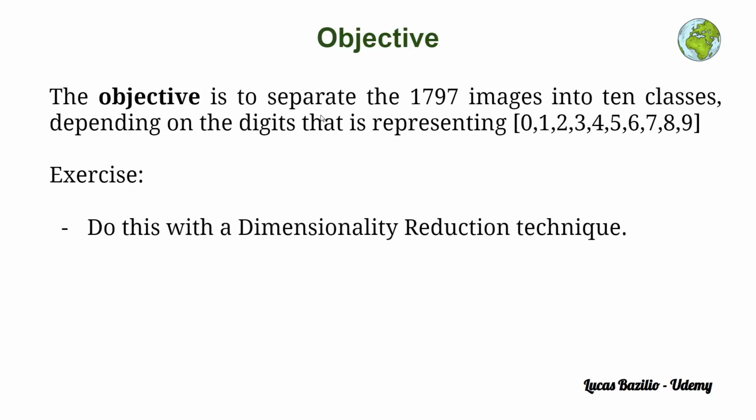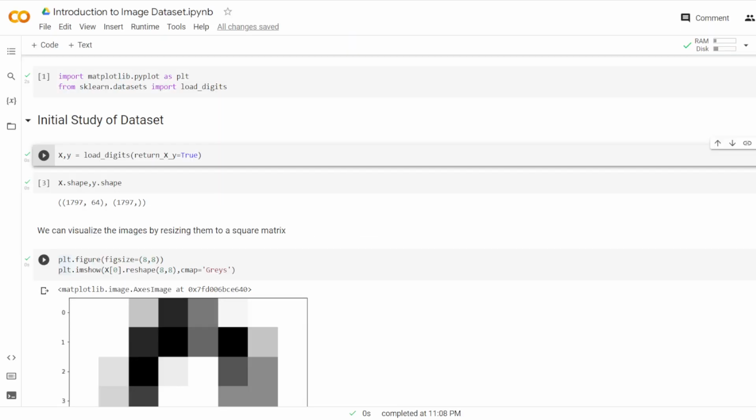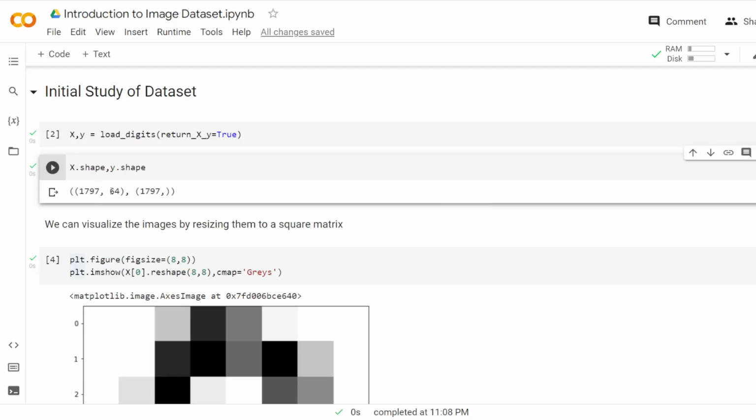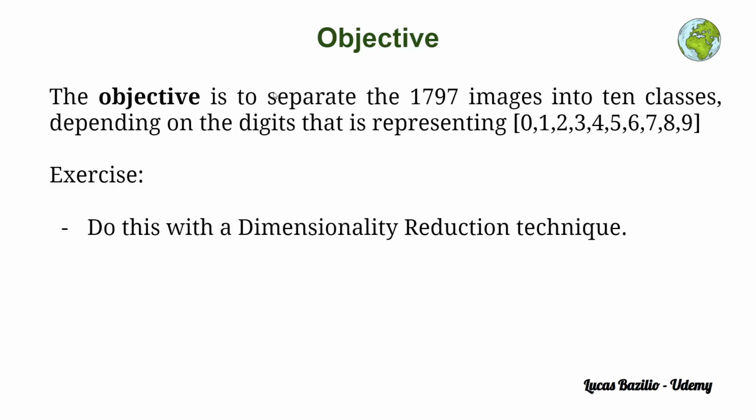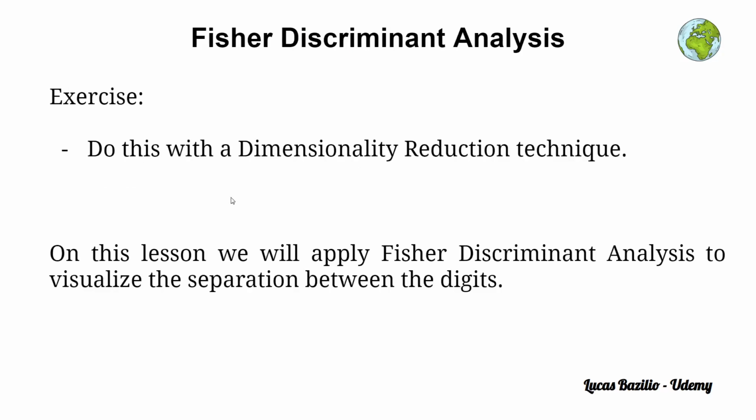So we will reduce this high dimensionality that we have. Keep in mind that we saw that we had a total of 64 features, so we have a very high dimensional space, and we will reduce this high dimensionality to a lower dimensional space that we can visualize. So we'll do this with the Fisher discriminant analysis.